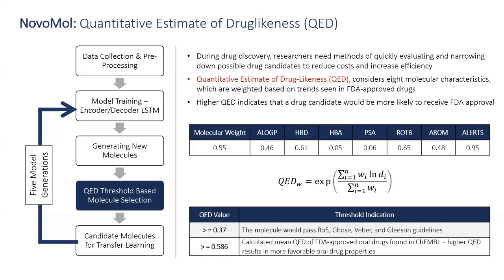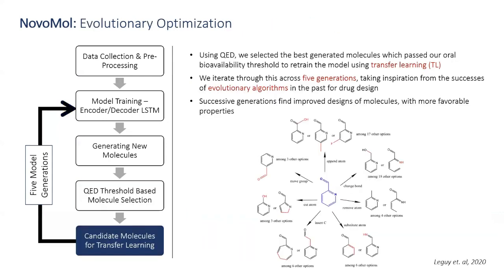Then, I take inspiration from the success of evolutionary algorithms in the past and use transfer learning to then retrain my model across 5 generations. And we find that across generations, the model creates improved designs for the generated molecules with more favorable properties, which is seen through higher QED values.